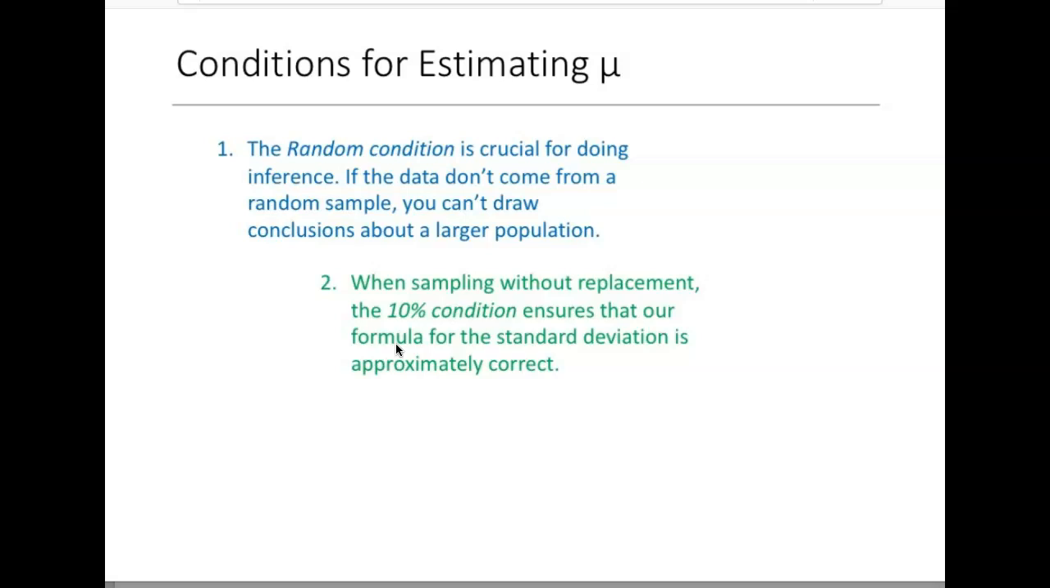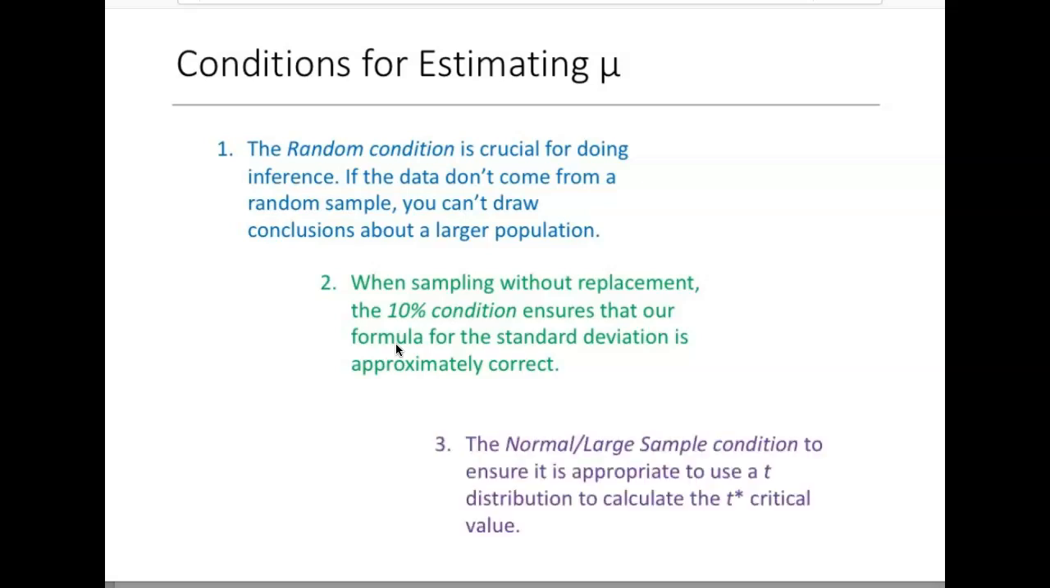10%: when sampling without replacement, the 10% condition ensures that our formula for the standard deviation is approximately correct because it just assumes basically independence among the individuals in our sample. And then large counts is different than that of a proportion, and we'll go over that. It's actually easier. When we were checking the large counts condition for a proportion, it was n times p is greater than 10 and n times 1 minus p is greater than 10.